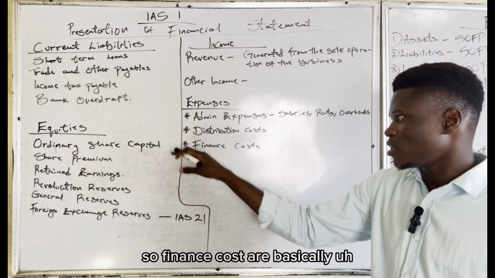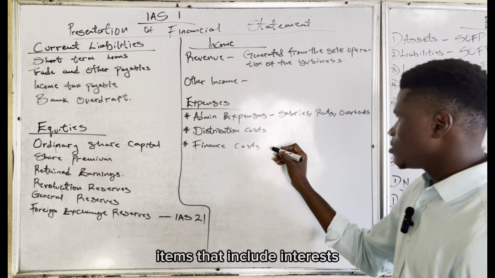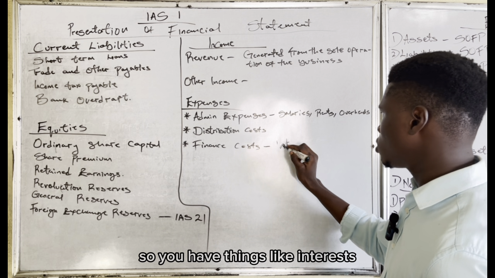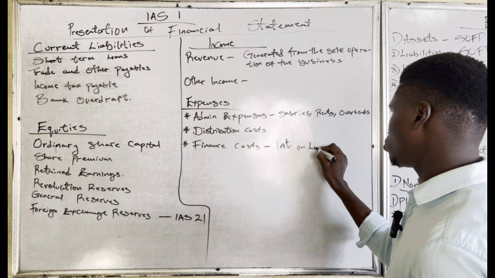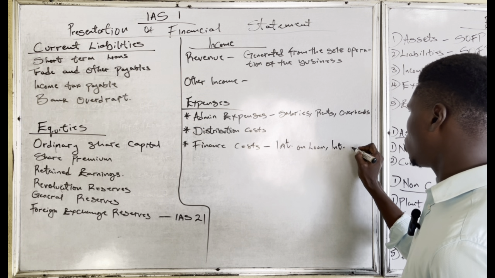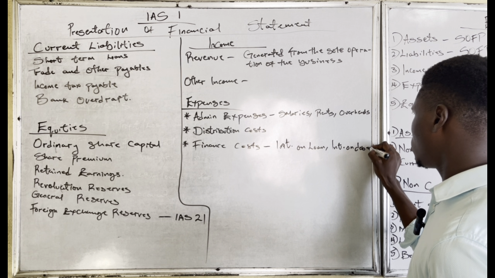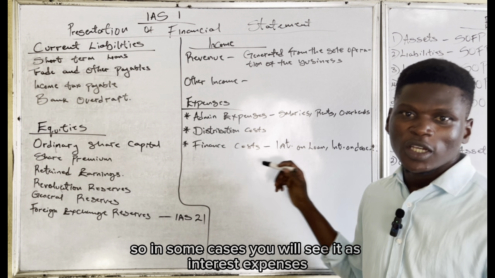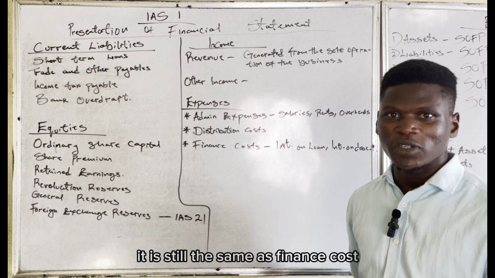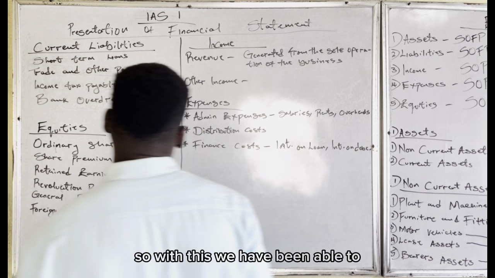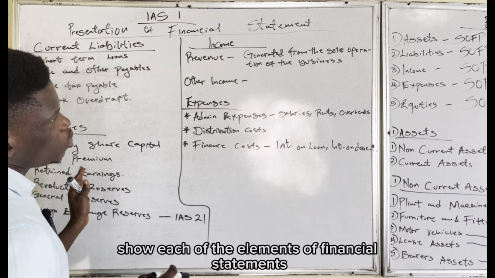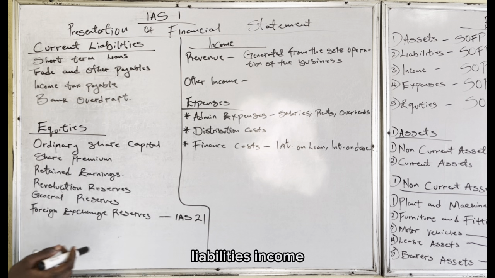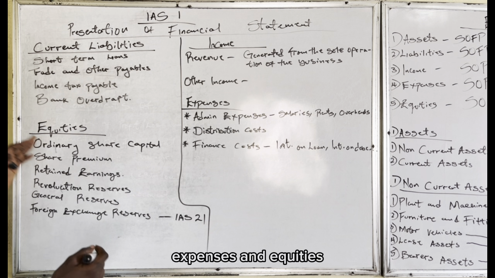So finance costs are basically items that include interests. So you have things like interest on loan, interest on debentures, and the likes of such. In some cases, you will see it as interest expenses. It is still the same as finance cost. So with this, we have been able to show each of the elements of financial statements. That's the assets, liabilities, income, expenses, and equities.